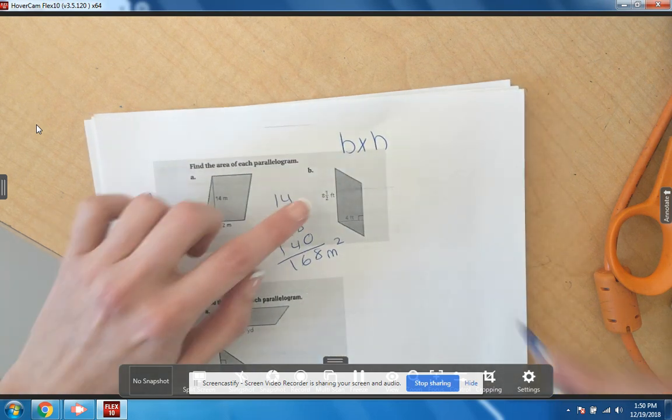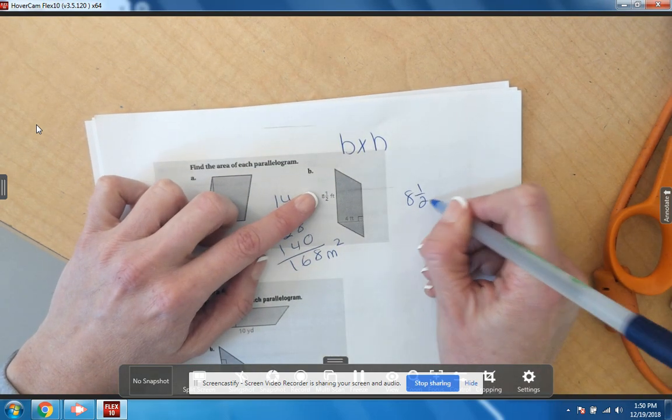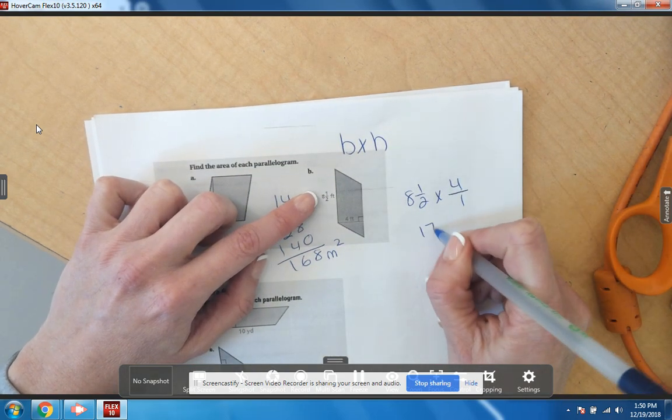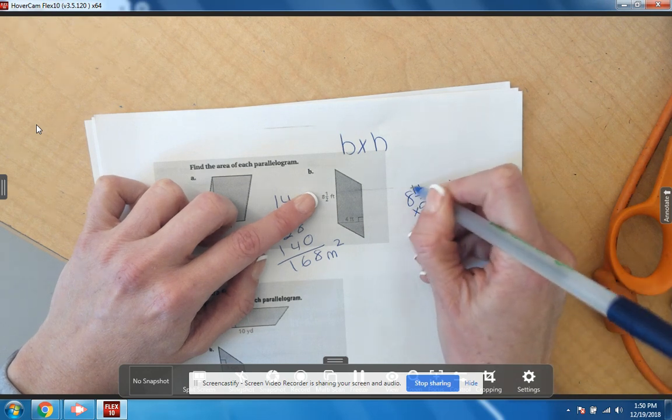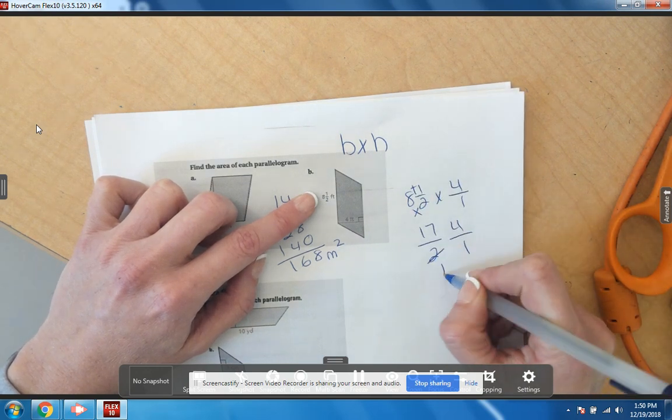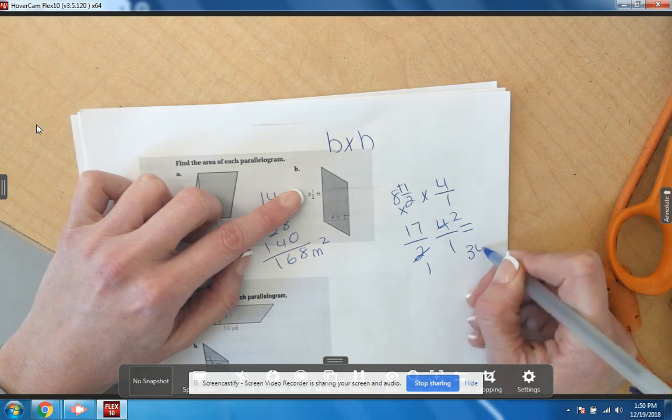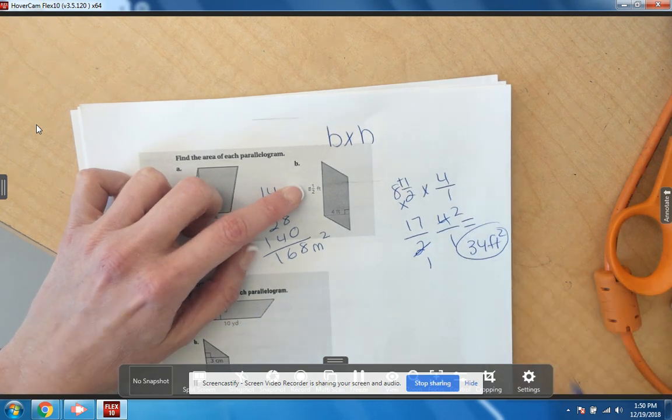Okay, you guys are just watching. This is base times height, 8.5 times 4. I'm going to make this 17 over 2, multiplying and then adding the numerator. I can cross cancel these. I get 34 feet squared.